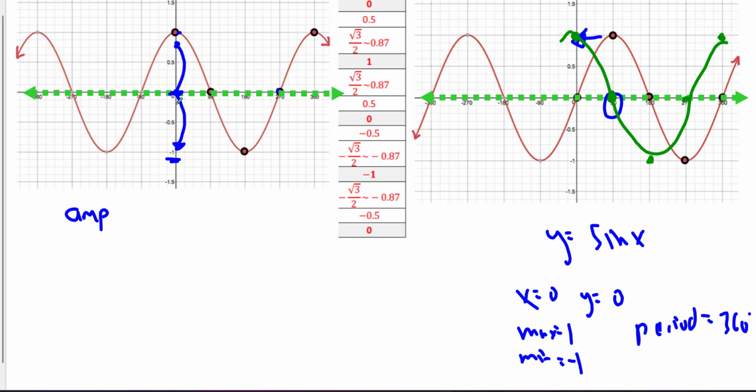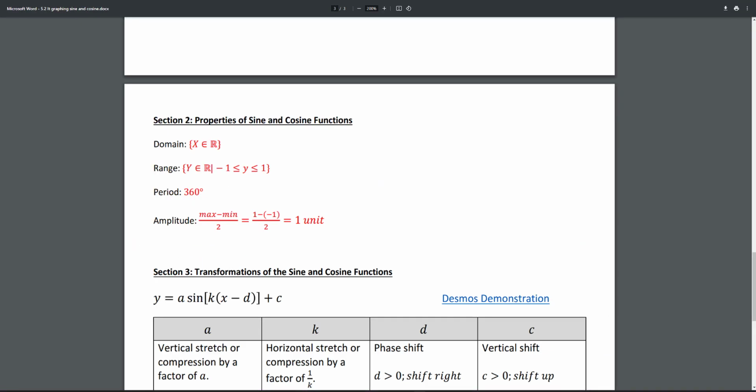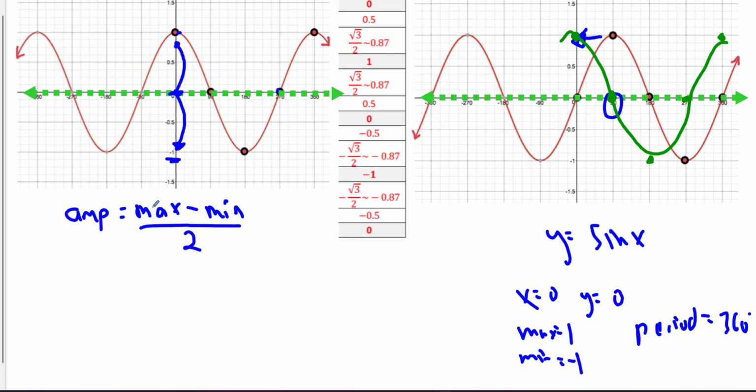There's symmetry here. The other thing that makes finding amplitude very easy is an equation, and the equation is max minus min, divided by 2. That is your equation for amplitude. Let me see if I did that right. Yes, max minus min divided by 2. Definitely write this down. There are a few equations that I'm going to tell you. Please write them down, make a cheat sheet, do something, figure it out.